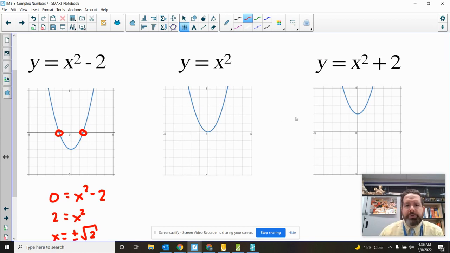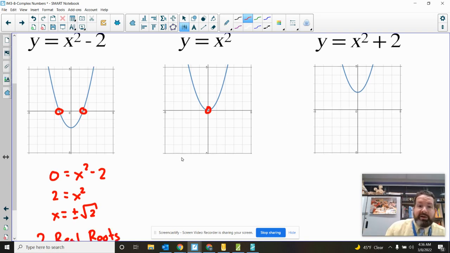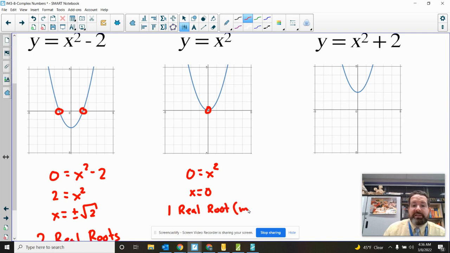Let's take a look at equation number 2. Here, I have a graph that comes down and just touches the x-axis at 0 and then bounces back up. That's what a root with an even multiplicity looks like. So in this case, it's going to be a double root. Let's see how that works. If I've got 0 equals x squared, well, the only way this happens is if x is 0. Because that factor of x shows up twice, 0 is the solution 2 times. So I'm going to say here there is one real root with a multiplicity of 2.